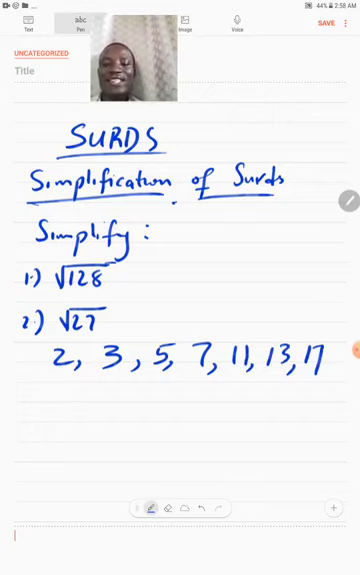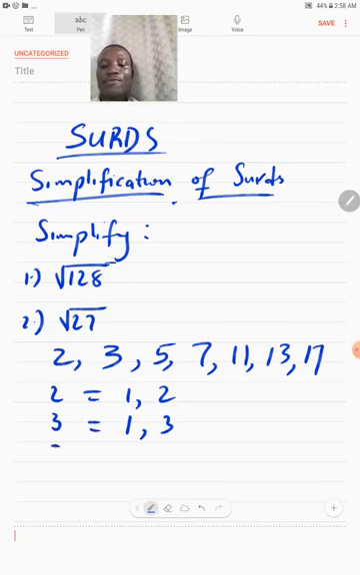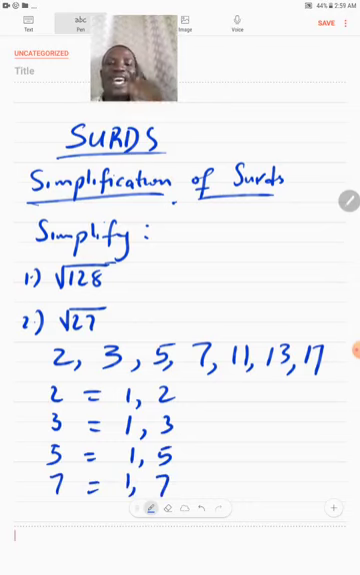Why are these called prime numbers? Because factors of 2 are only 1 and 2. Factors of 3 are only 1 and 3. Factors of 5 are only 1 and 5. Factors of 7 are only 1 and 7. So, a prime number is a number that has only 2 factors, 1 and itself only. Or you can say a prime number is a number divisible by 1 and itself only. So, hold on to this first.